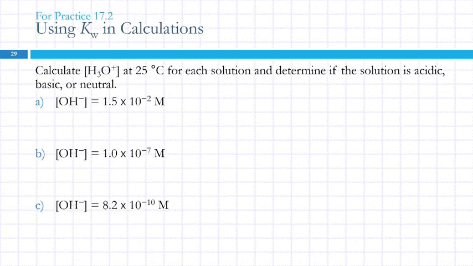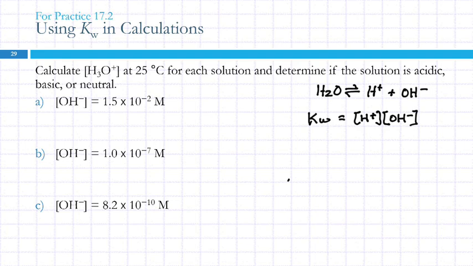So we can use Kw in calculations. If we know what the hydroxide ion concentration is, we can calculate the hydronium ion concentration. The short version of the equation is like this: Kw is going to equal H+ times OH-, and that equals 1.0 times 10 to the minus 14.